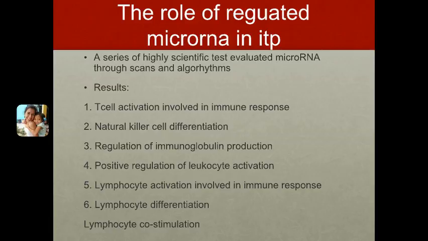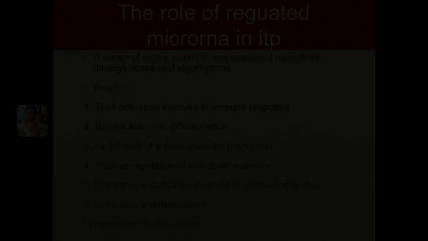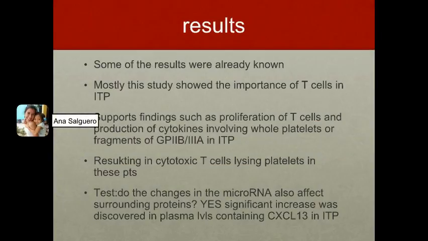results were already known mechanisms behind ITP. For instance, the production of platelet autoantibodies that is seen in approximately 50 to 60% of all chronic ITP patients. Already known findings included the response to stimulation of whole platelets or fragments of GP2B3A and GP3A in ITP. Also, that cytotoxic cells can lyse the platelets in patients with ITP.